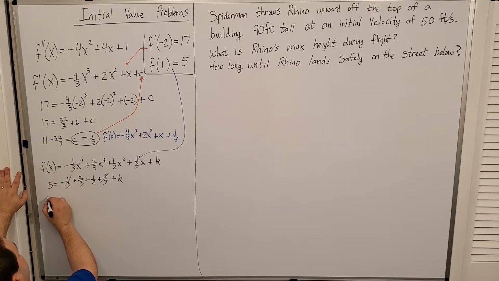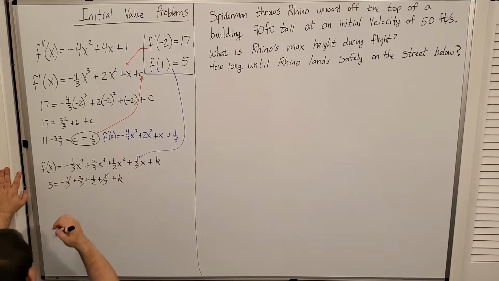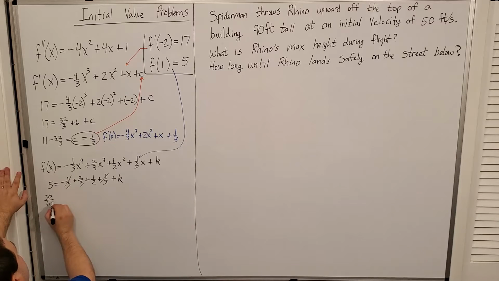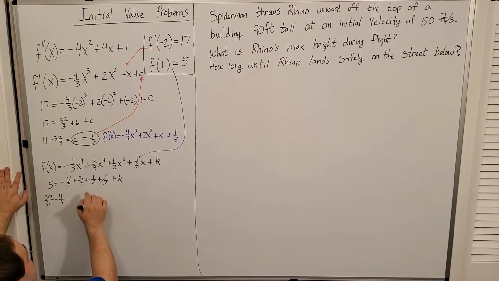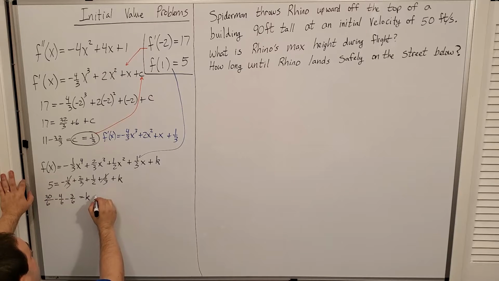So what I have is 5. Let's go ahead and get all common denominators here. 5, and we're going to turn it into sixths. 5 is 30/6, minus, this is 4/6, minus, this is 3/6. Okay, so that's the 2/3 I subtracted, that's the 1/2 I subtracted. 5 is 30/6, and that's going to be equal to k. So what I'm getting is 23/6 for k here.